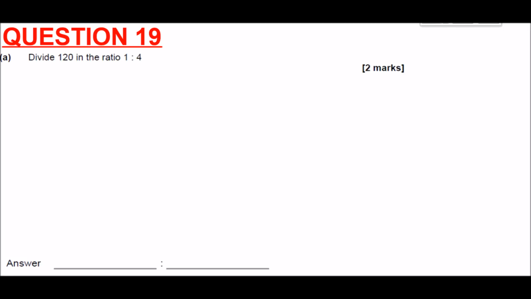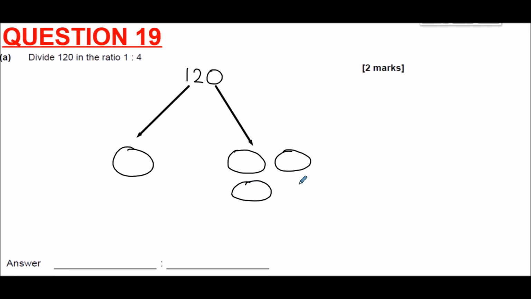Question 19. We have to divide 120 into the ratio 1 to 4. And so what we have to do for this one is to think of 120 split into two different things. So we're going to divide 120, one lot here, 4 lots here. One lot plus 4 lots gives us a total of 5 lots. 120, we're talking about the total here, so we can do this method. So all these lots, 1, 2, 3, 4, 5, must total up to 120.